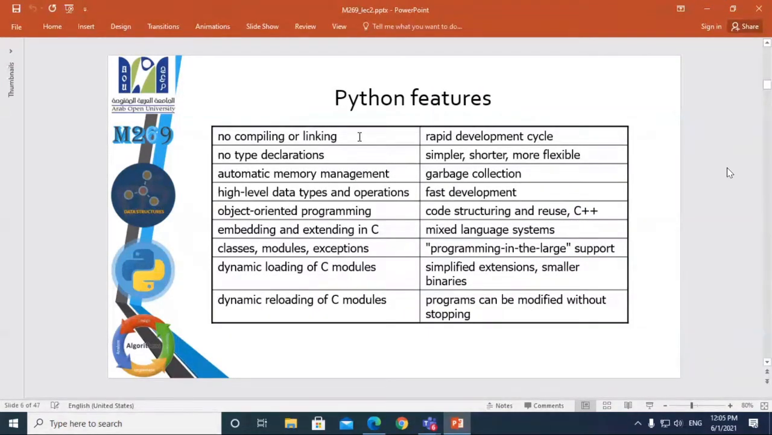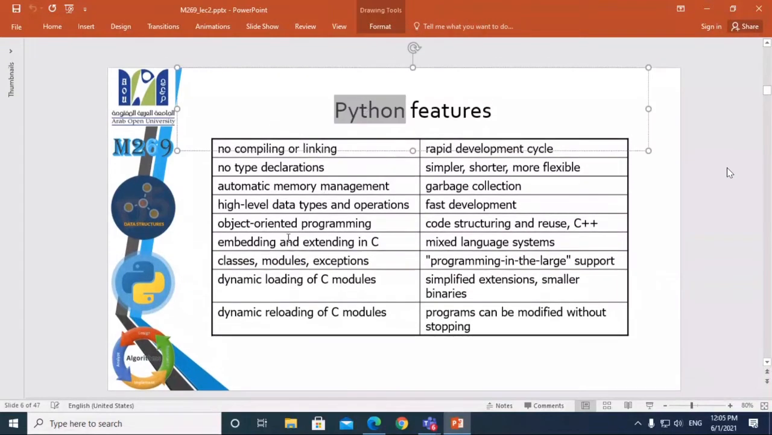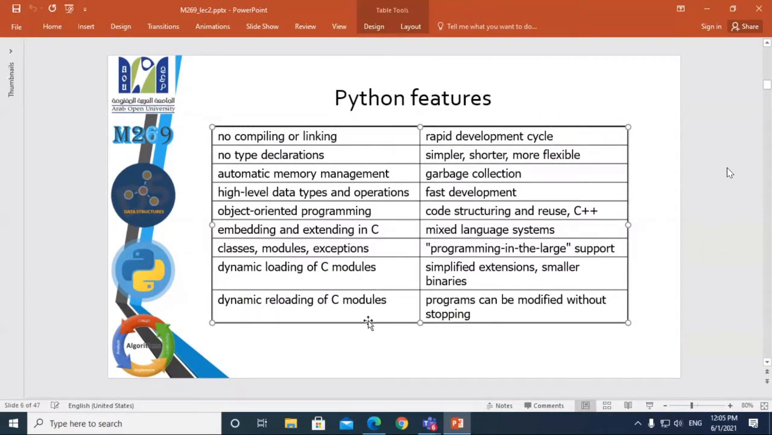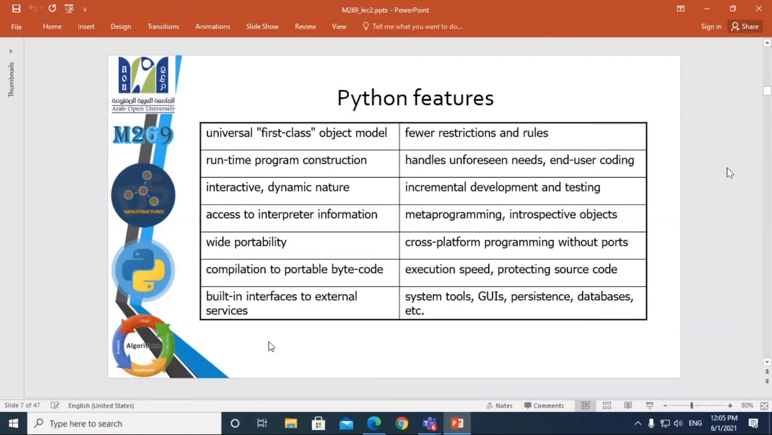Here, sometimes they might ask, especially in TMA, about comparing between two languages. For example, some features of Python, such as no compiling or linking, no type declarations, automatic memory management. Some languages don't have this, for example. So these are general advantages or characteristics of Python. You just take the general idea, there is no explanation. You say, for example, fast development. Okay.